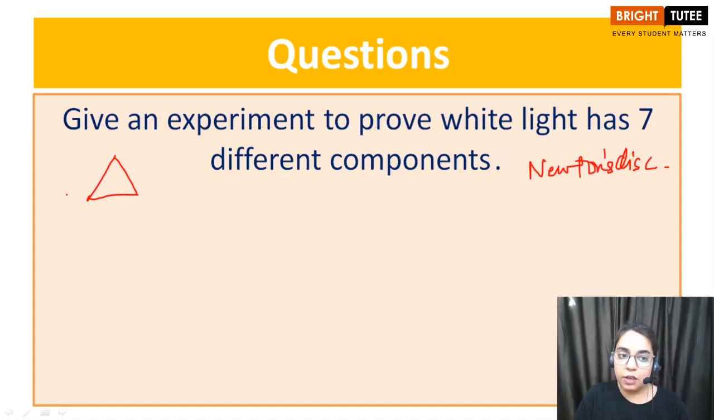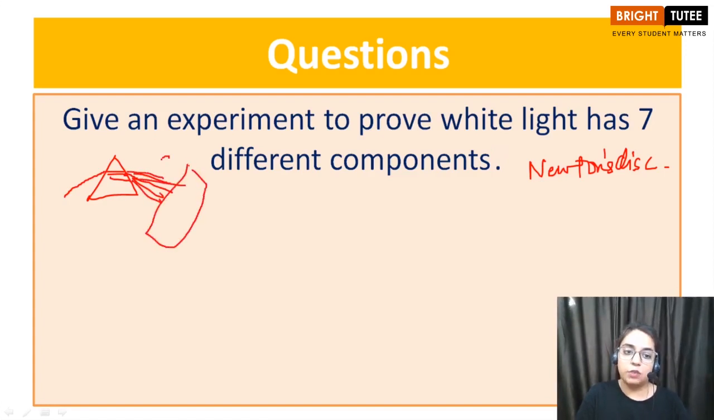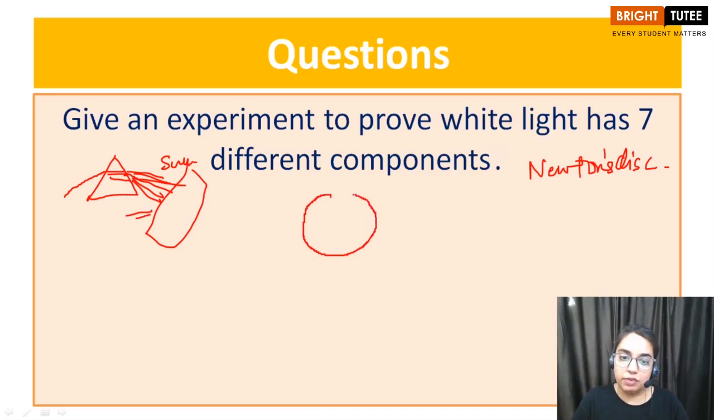So if you are giving the experiment of the prism, you have to take a prism and allow the ray of light or sunlight to fall on it, and on the other side you will observe the 7 different colors if you place a screen over here. Okay, and this experiment will prove that white light splits into its 7 component colors, and this process is known as dispersion of light.